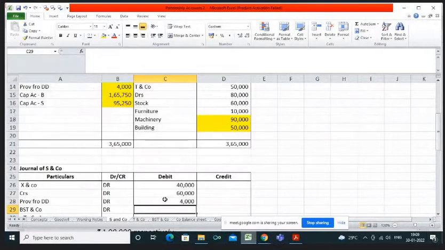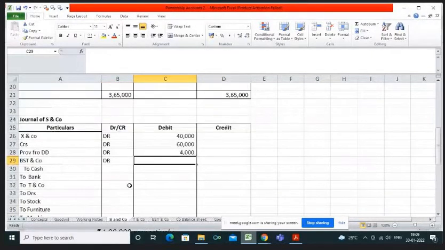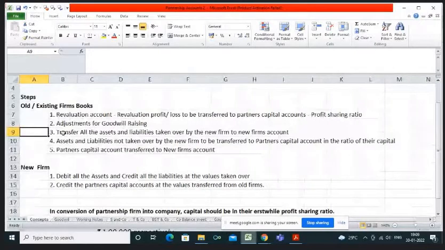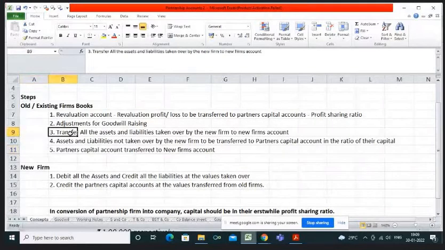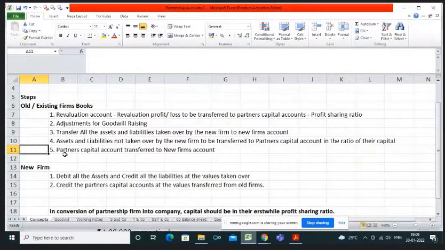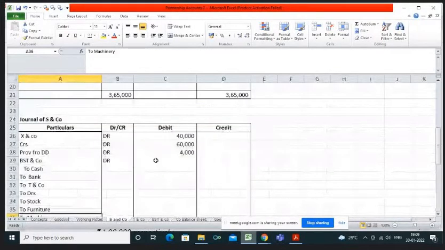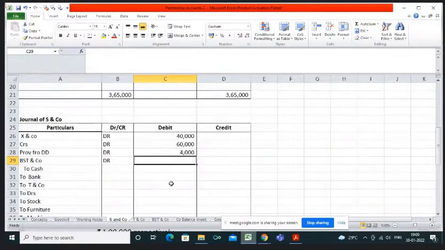Will it transfer the capital at this stage itself? No. You have to wait because it is not part of step 3. It is part of step 5. So for this one, we have to prepare one journal entry, and for this step, we have to prepare a separate journal entry. So here we have to debit the new firm, BST and Co, for the difference of the assets and liabilities taken over.